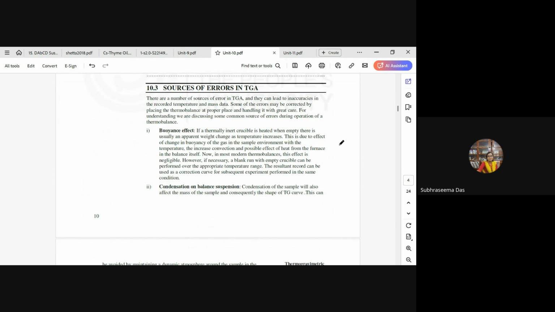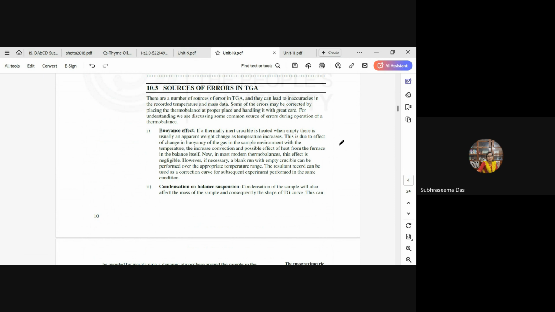Then coming to the sources of errors in TGA. There are a number of factors which can cause errors during the measurement of TGA. If errors are present, then there will be inaccuracies and differences in our results. That is why handling of the TGA instrument must be done with great care. Some common sources of errors that might occur in TGA are given below.